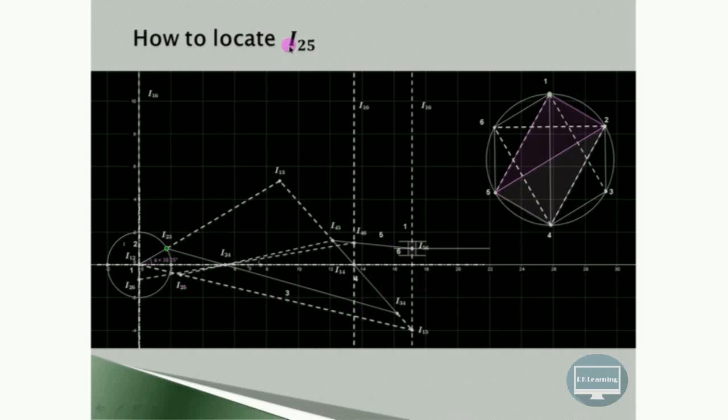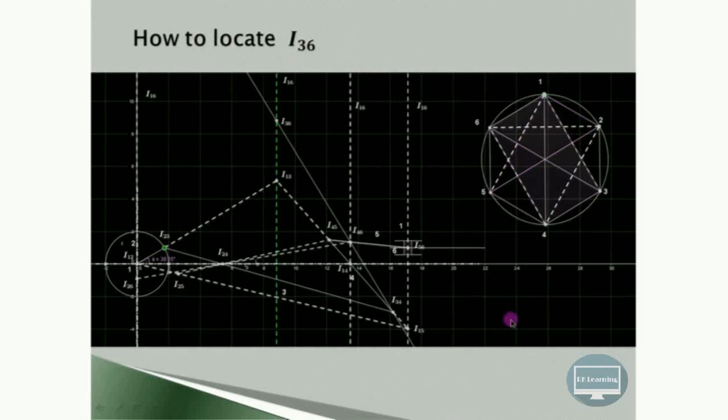Again, see how to locate this particular ICR I25. So join this 2 5. This is the combination of 1 2 and 1 5. So join 1 2 and 1 5. 1 2 is over here, 1 5 is over here. So join this by this red dotted line. Similarly, the other triangle is 2 4 and 4 5. So 2 4 is this particular one and 4 5, join that also by a dotted line and extend this so that it will intersect the line joining I12 and I15 at point 2 5. So in this way we can locate this I25 also.